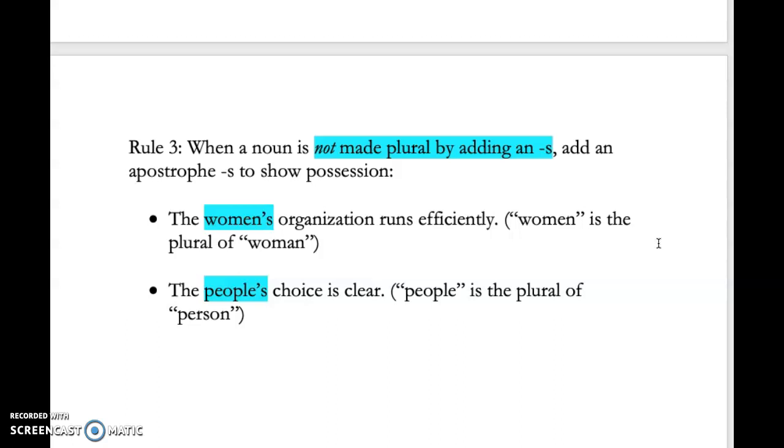People is the plural of person. So again, I don't have to add an S, and therefore I can go back to just adding my apostrophe S to show possession. The people's choice is clear.